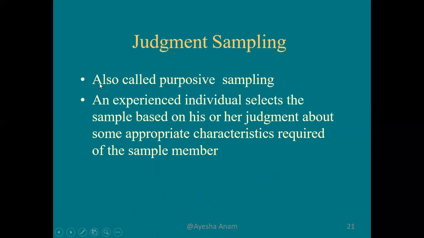Judgment sampling. It is also called purposive sampling. An experienced individual selects the sample based on his or her judgment about some appropriate characteristics required of the sample member. Suppose, for example, we are doing a feedback survey from the students, and if I am selecting some students that are of my favor, that means I am selecting the samples based on my judgment. So this comes under judgment sampling or purposive sampling.